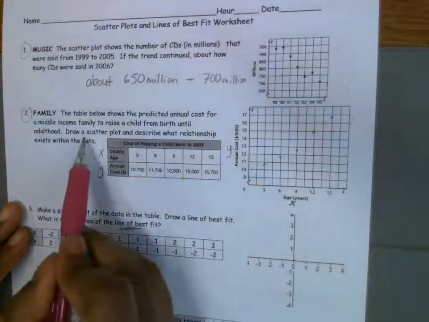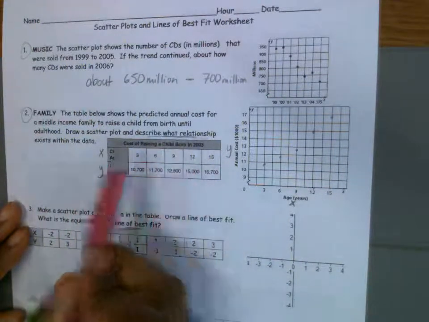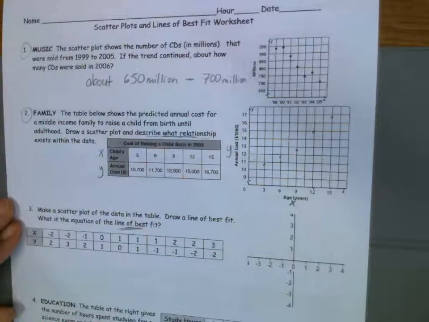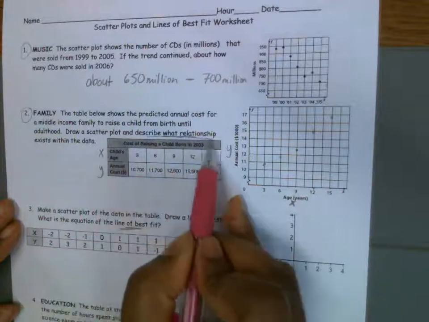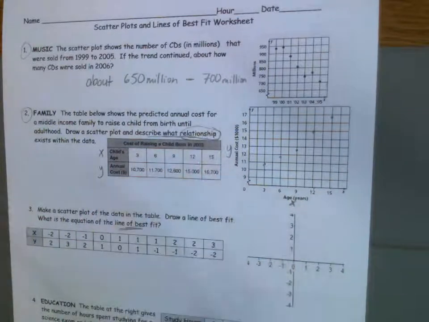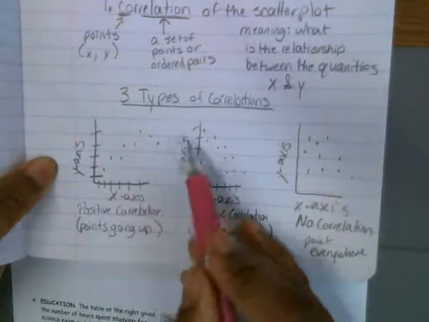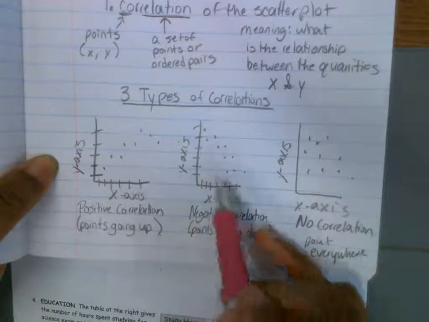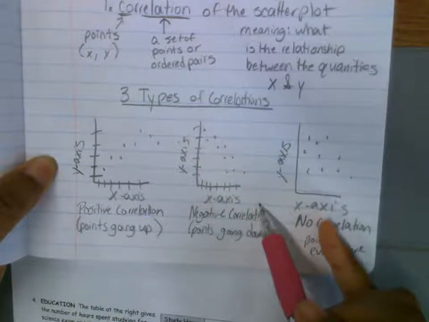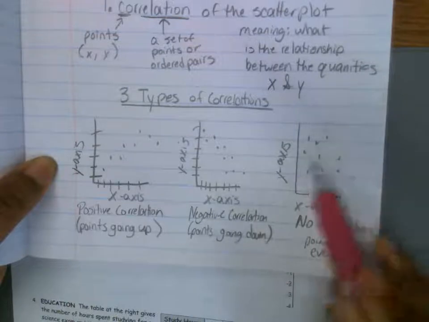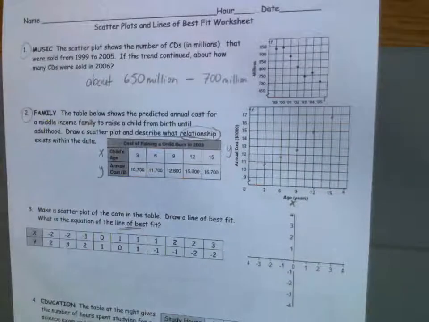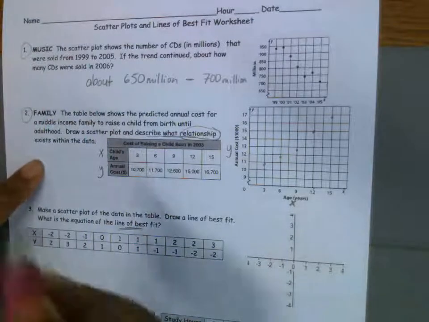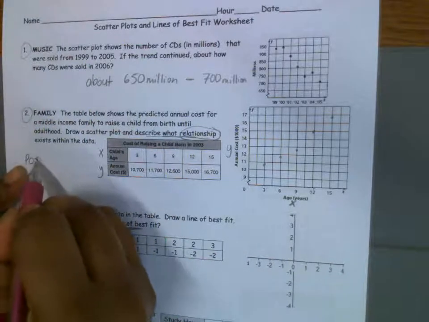Now it wants us to describe the relationship that exists in the data. So what's the correlation? When it says describe the relationship, it's asking for the correlation. When we go back and look at our notes, which one of these correlations is it? Is it a positive correlation where your points are going up? Is it a negative correlation where your points are going down? Or is it a no correlation where you can't identify if it's going up or down? Yes, it's a positive correlation. So our answer here is positive correlation.